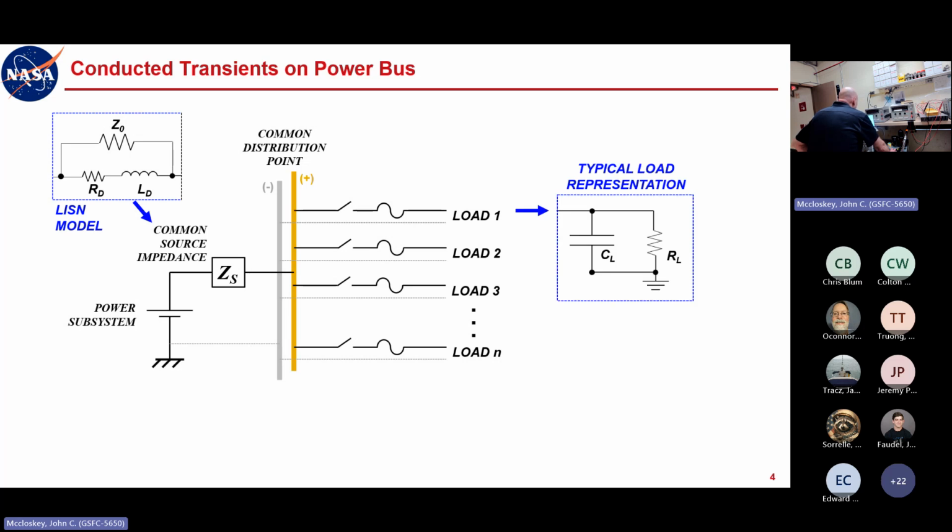Then I'm just going to represent a typical load with a capacitance and then just some resistance in shunt. Clearly, real loads are a little more complicated than this, but generally speaking, this is a power input, so there's generally some filter bank dominated by a capacitor bank. So this is the basic load representation I'm going to use to illustrate the general concept here.